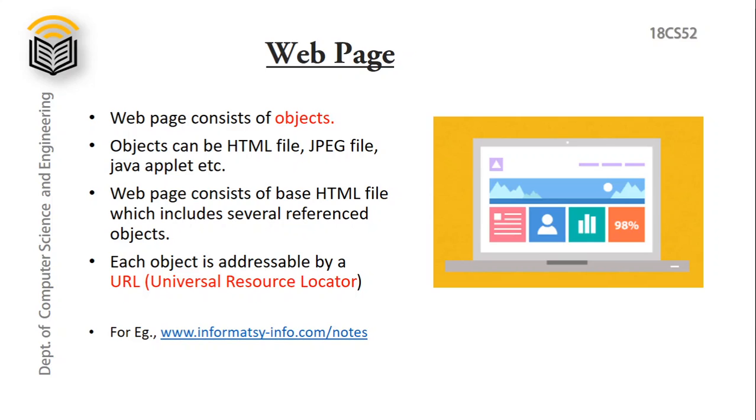Each object is addressable by a URL, that is, Universal Resource Locator. Consider the example www.informatsy.info.com/notes. Here www.informatsy.info.com refers to the host name, and notes is the path name of the file stored in the server.